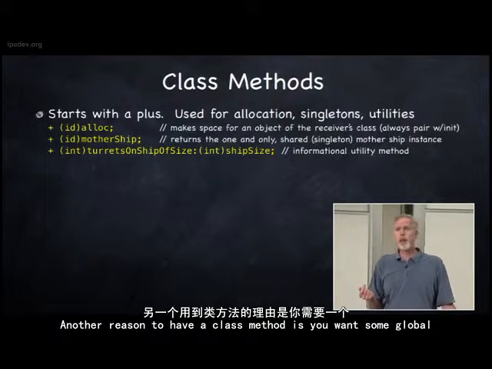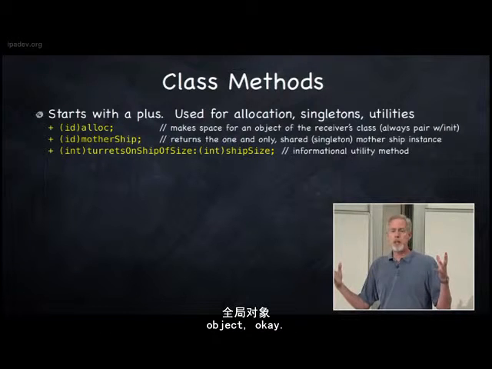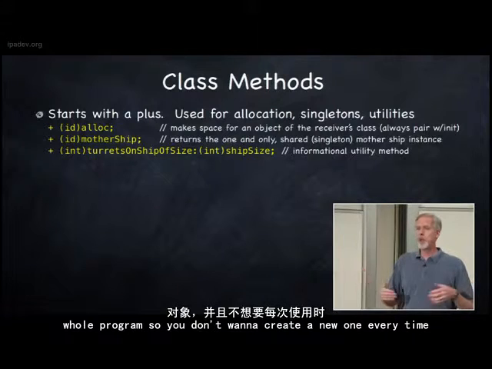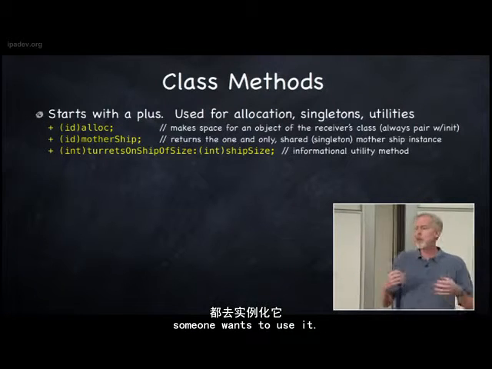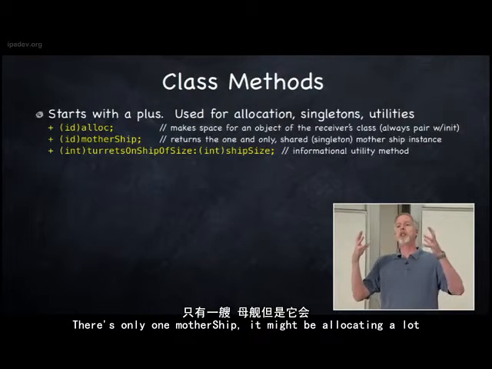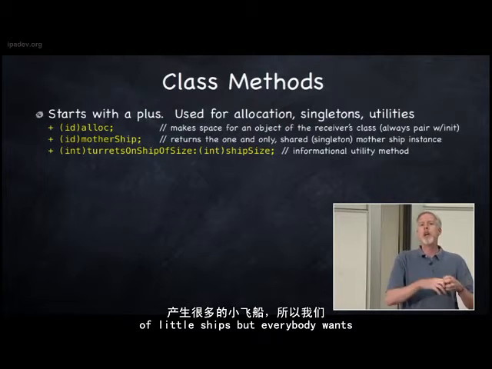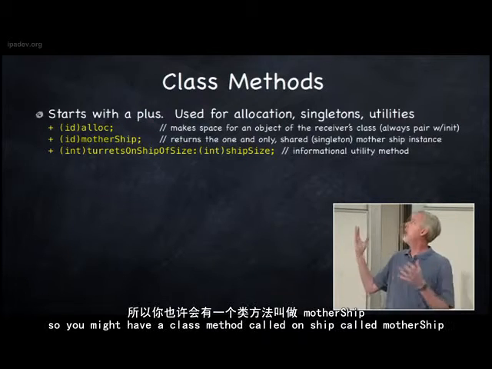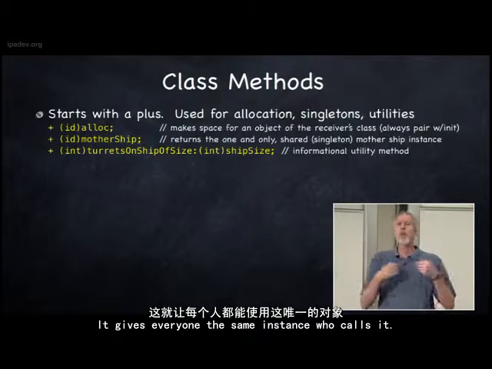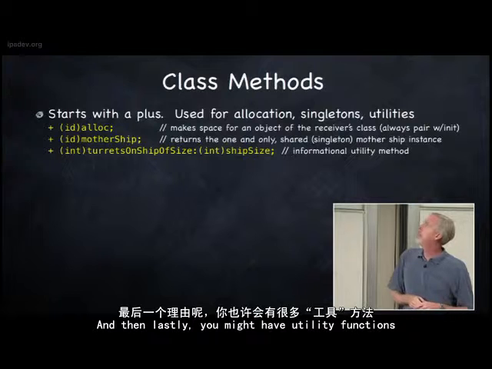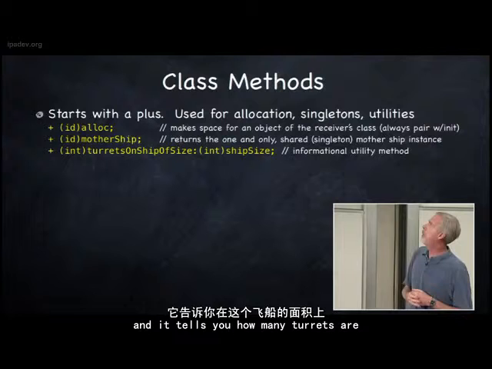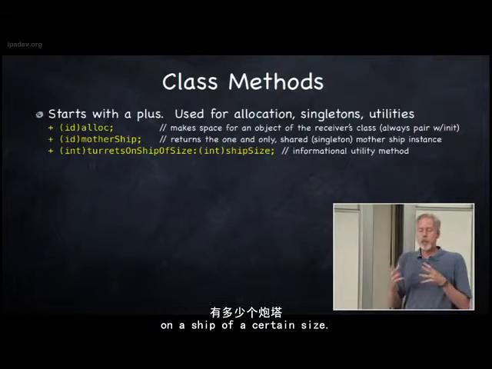Another reason to have a class method is you want some global object, an object that's going to be shared throughout your whole program. So you don't want to create a new one every time someone wants to use it. You want to have a shared one. I've used the example here in a spaceship game of the mothership. There's only one mothership. You might be allocating a lot of little ships, but everybody wants to share this one mothership. So you might have a class method called mothership, and it'll give you that one instance. It gives everyone who calls it the same instance. And then lastly, you might have utility functions. Like here's a little function that you could send to ship, and it tells you how many turrets are on a ship of a certain size.